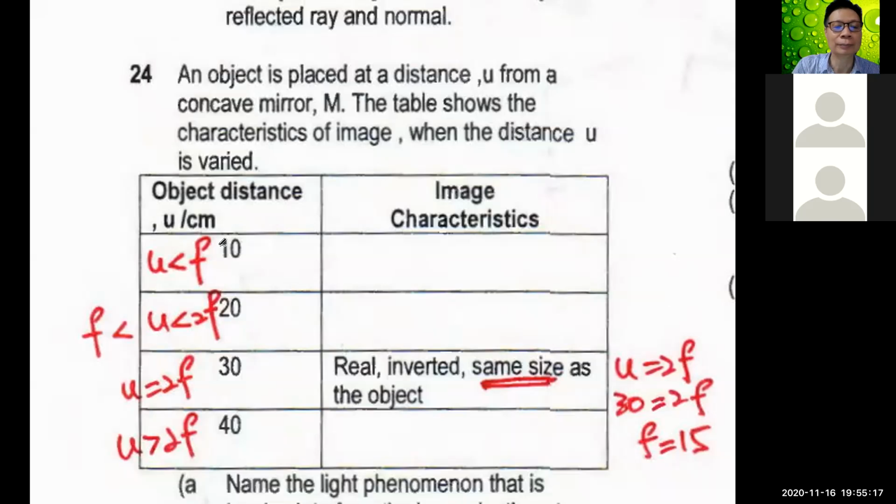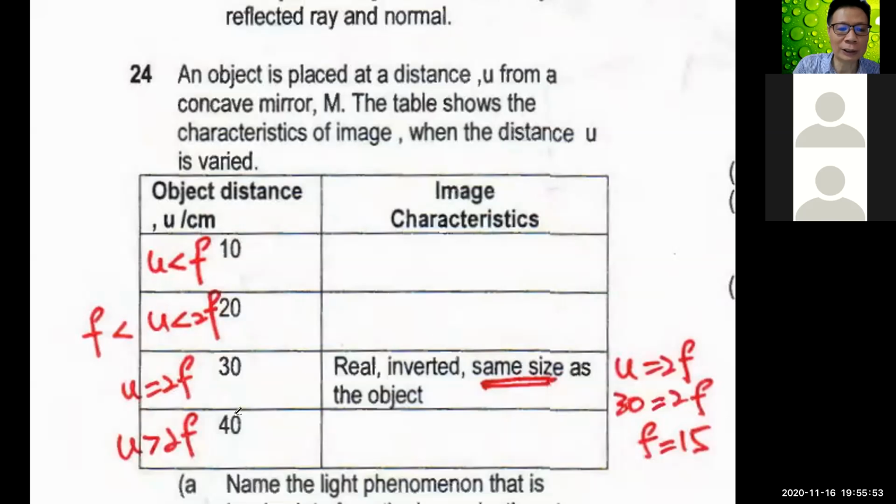Then you can see here. Focal length is 15. Here u is 10. 10 is smaller than 15, so it's u smaller than f here. When u is smaller than f, you know the answer here, right? You can refer back to your table, you check. Here, u is 20. 20 is bigger than f but smaller than 2f. Correct or not? 20 is bigger than the 15 here, but smaller than 2f. So between 1f and 2f, then you write the answer here.